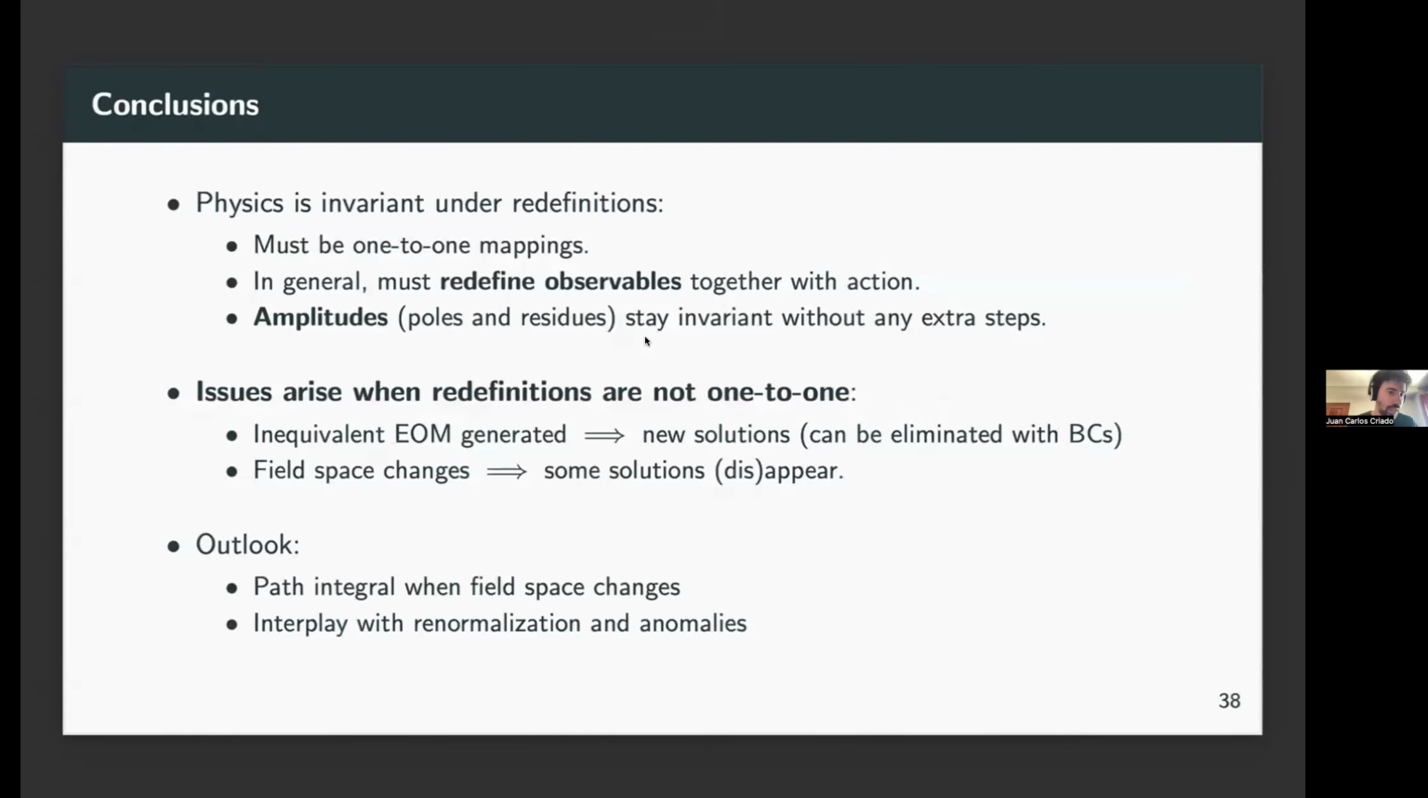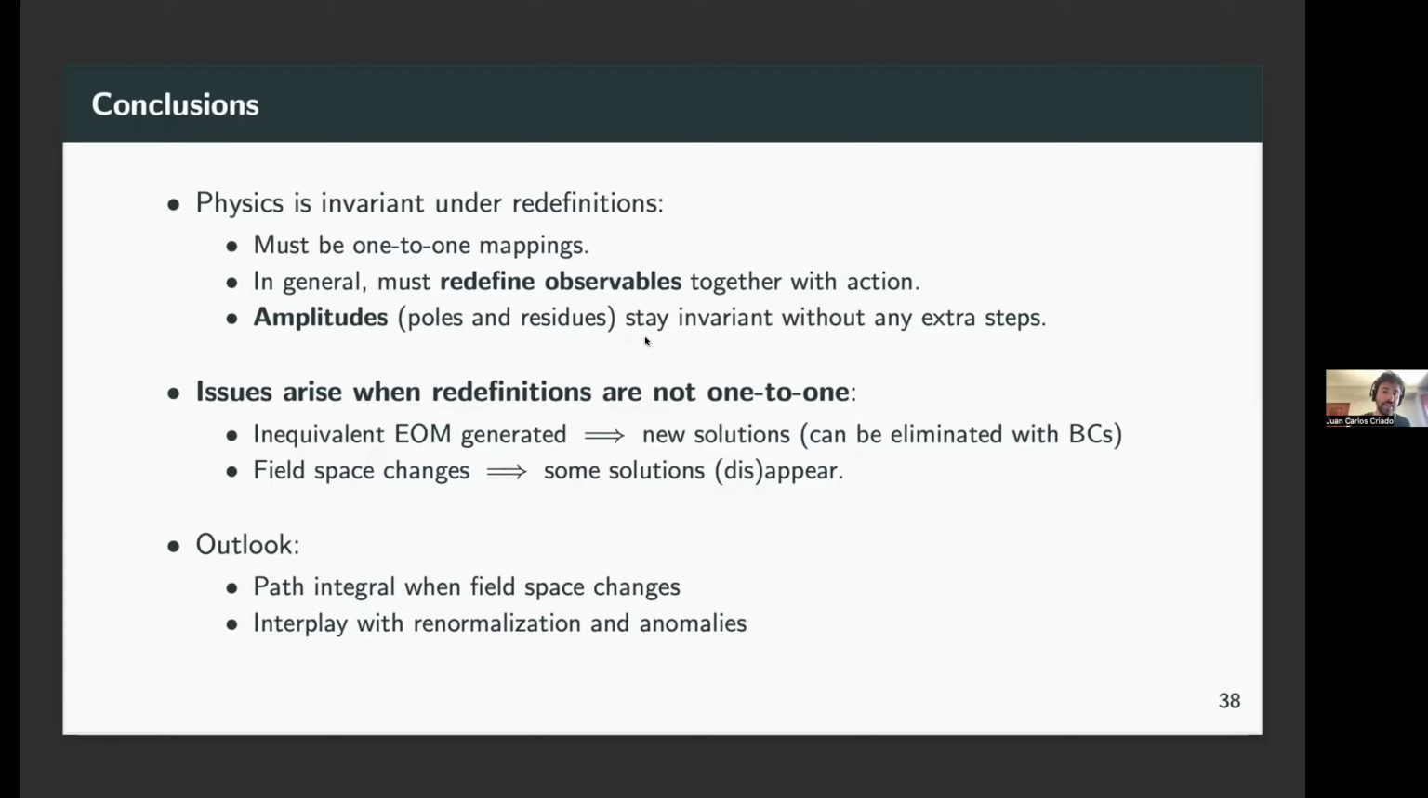And that's all. Let me conclude by summarizing very briefly what I have said. So we know that physics is invariant under field definitions, but they must be one-to-one mappings. Observables are not invariant, but you can redefine them and you will get the same physics in the end. And then there's the particular case for amplitudes, which are poles and residues of Green functions, which stay invariant without having to redefine them in any way.